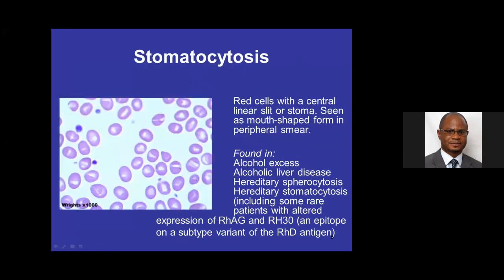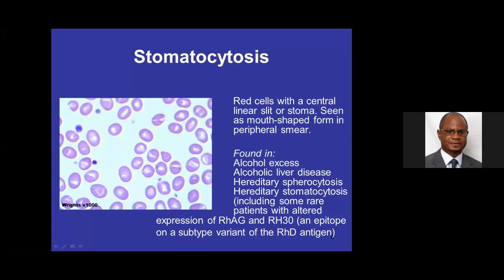Then we have stomatocytosis, stomatocytes. These are red cells with a central linear slit or stoma. Again, there is a slit across the center. Instead of the central pallor, all you see is those ones there across.